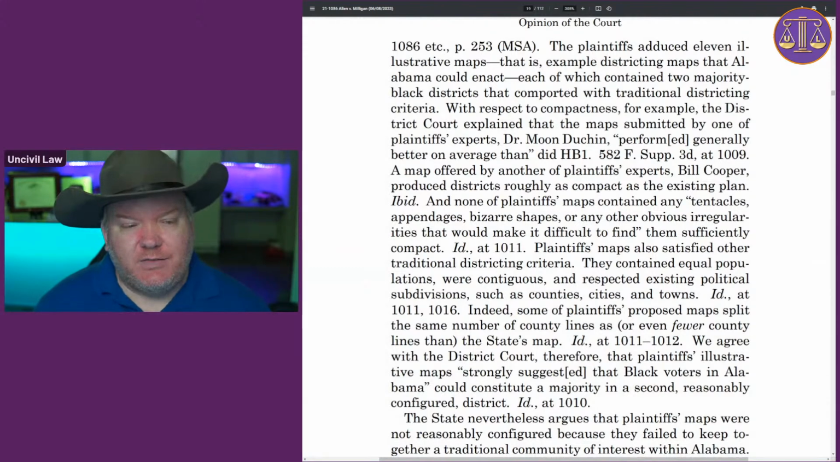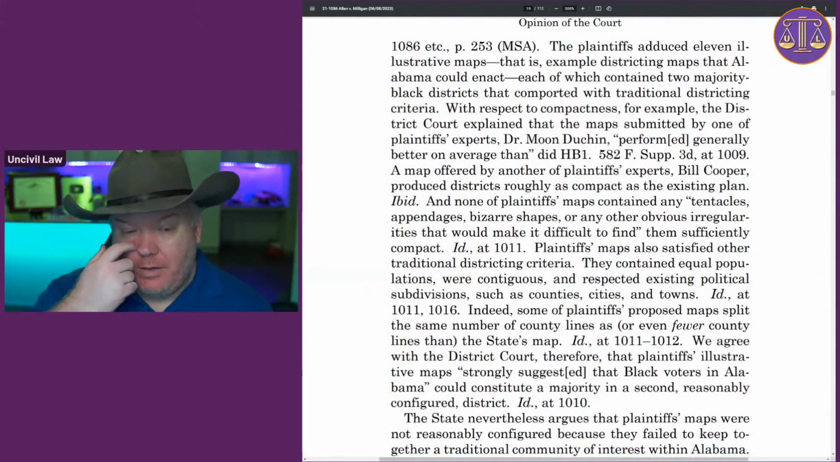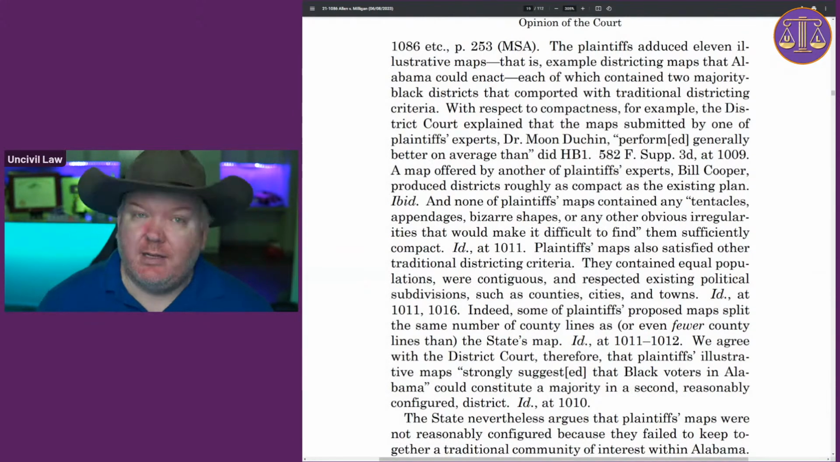With respect to compactness, for example, the district court explained the map submitted by one of the experts performed generally better on average than did the state law. A map offered by another expert produced districts roughly as compact as the existing plan, and none of the maps contain any tentacles, appendages, bizarre shapes, or any other irregularities that would make it difficult to find them sufficiently compact.